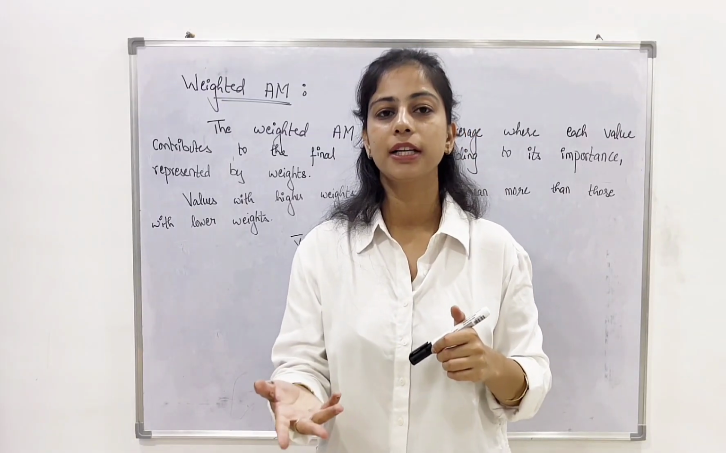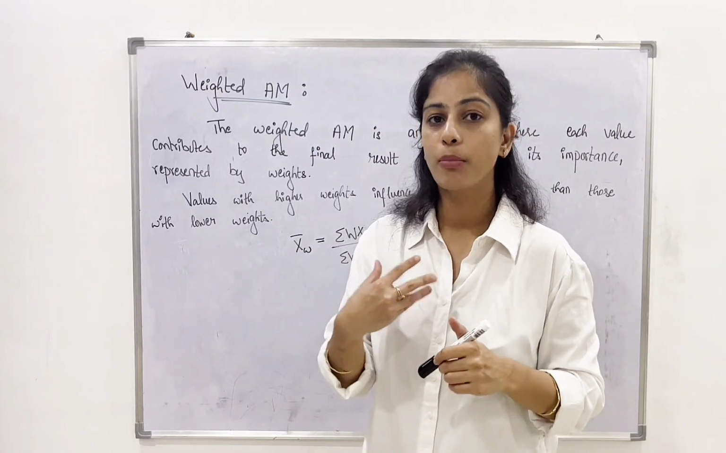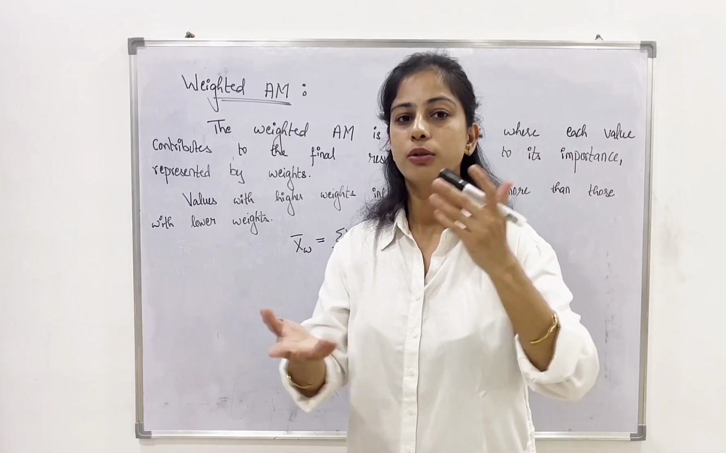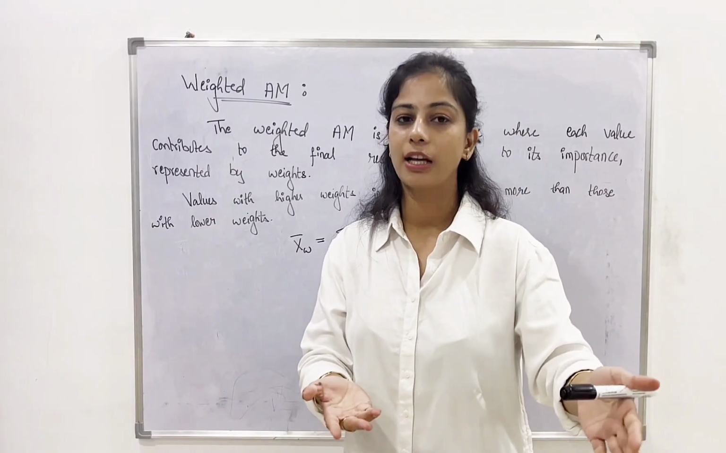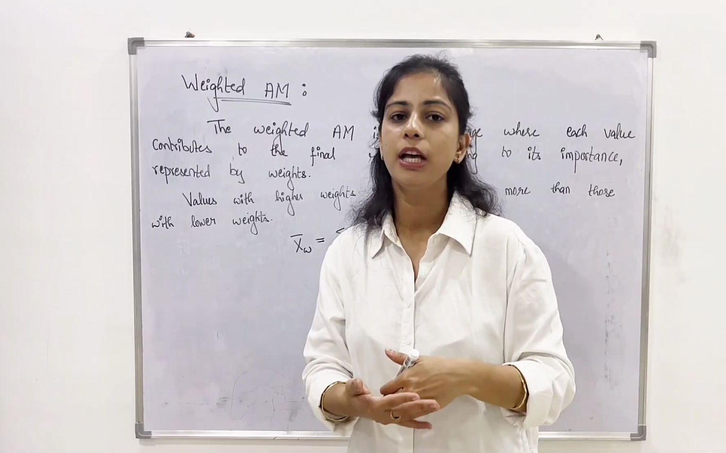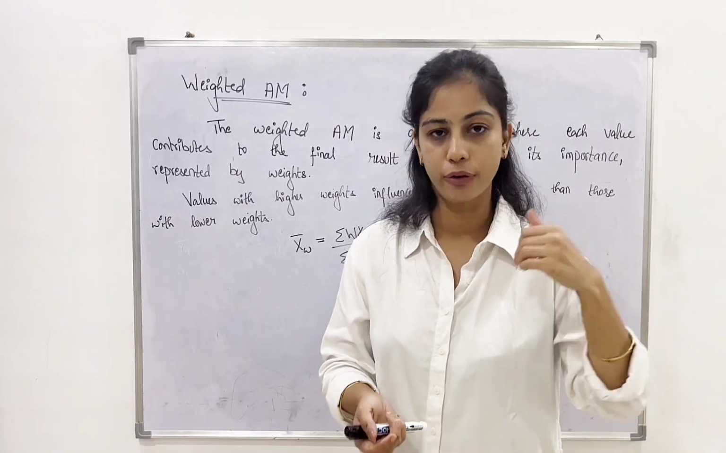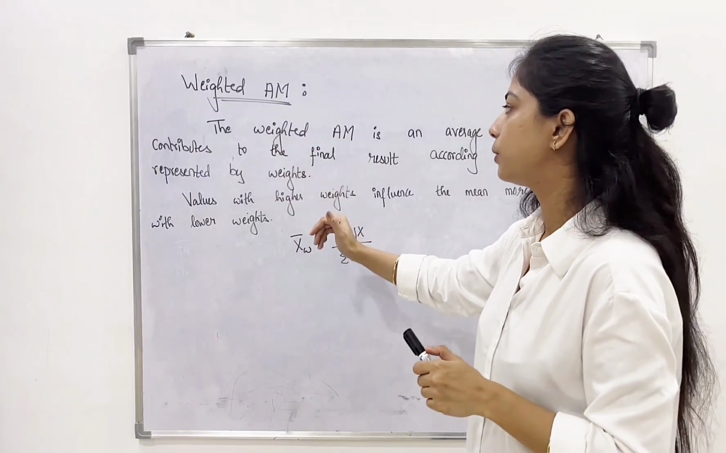So in this particular case, what is happening? What is important to one set of people may not be important to the other set of people. So it varies from one person to the other person, one family to the other family. So in that particular case, what happens? The weightage gets differed. So that's what we are trying to understand.